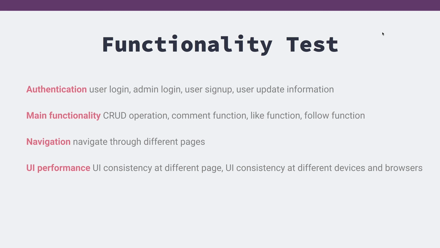The second aspect tests the main features provided in the program, such as CRUD operations, like function and follow function. We also want to make sure the users can jump from one page to another smoothly and not get stuck in the middle, so we test countless times to navigate through different pages, click different buttons and links. Last but not least, we test our application on different browsers to provide the best user experience for different users with different preferences.